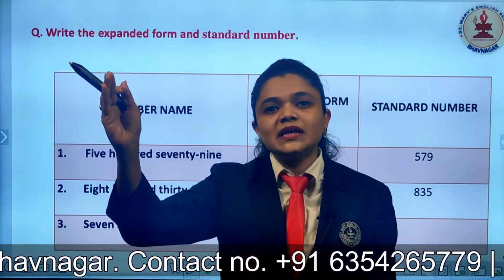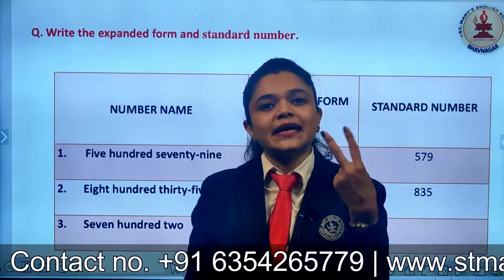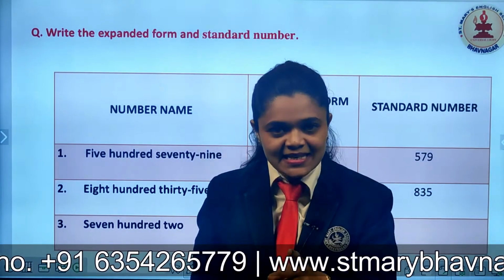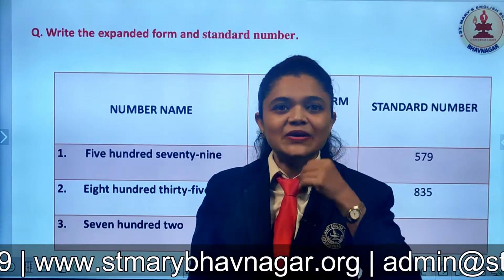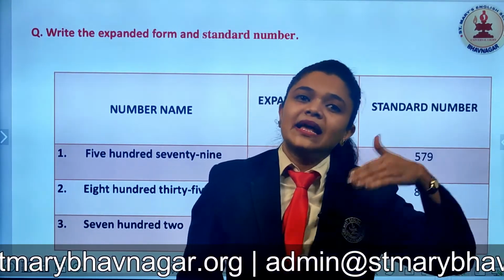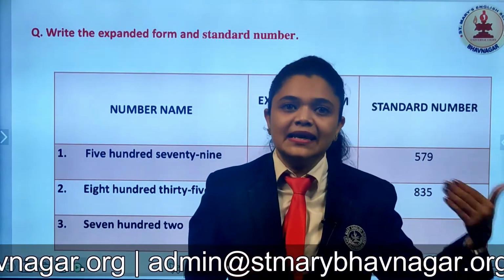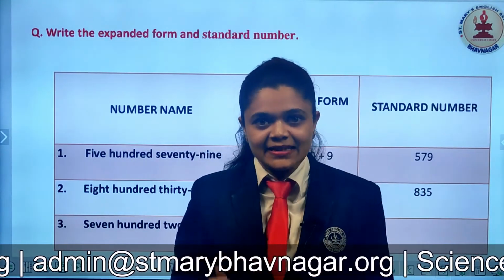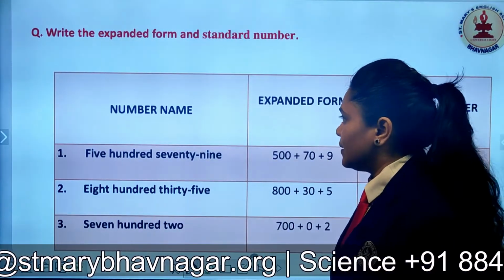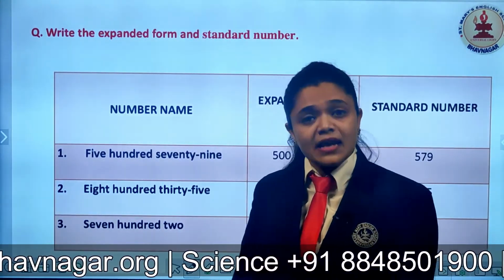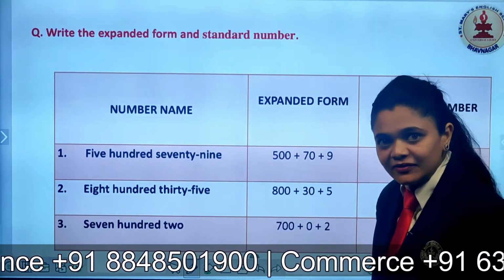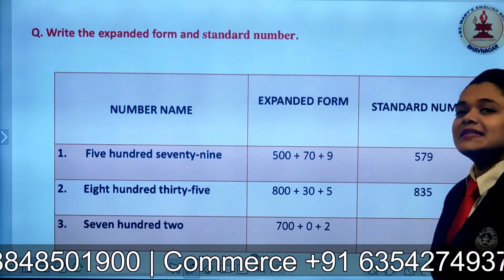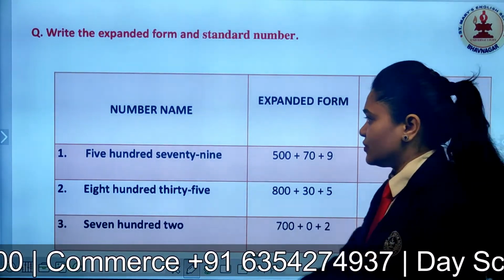The first place value is ones, the second place value is tens, the third place value is hundreds, the fourth place value is thousands, then comes ten thousands, lakhs and ten lakhs. The same thing we are going to do over here. Here they have given us the number name. We have to write it in the expanded form and in the standard form.